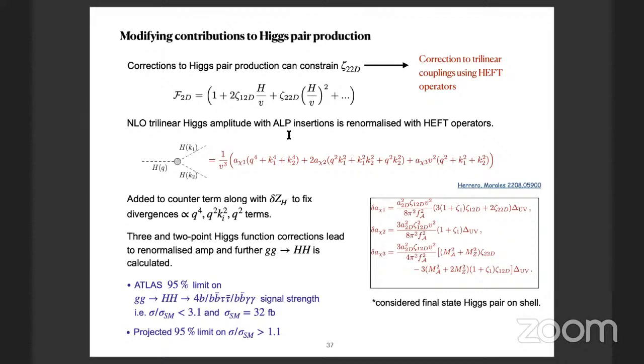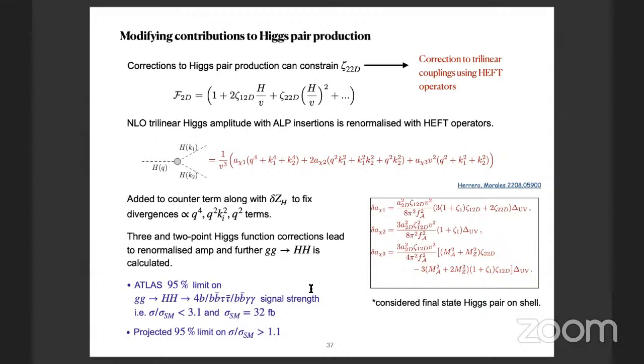We can focus on zeta 2D as well. The next two leading order corrections appearing with the ALP insertions are again handled using the HEFT operators. We need to add them in order to fix the divergences appearing with these different momentum structures. After combining the 2-point function and the 3-point function, we can get the corrected gluon to Higgs amplitude, put it into VBF NLO, get the differential distribution data, and see the effect of these couplings on that.